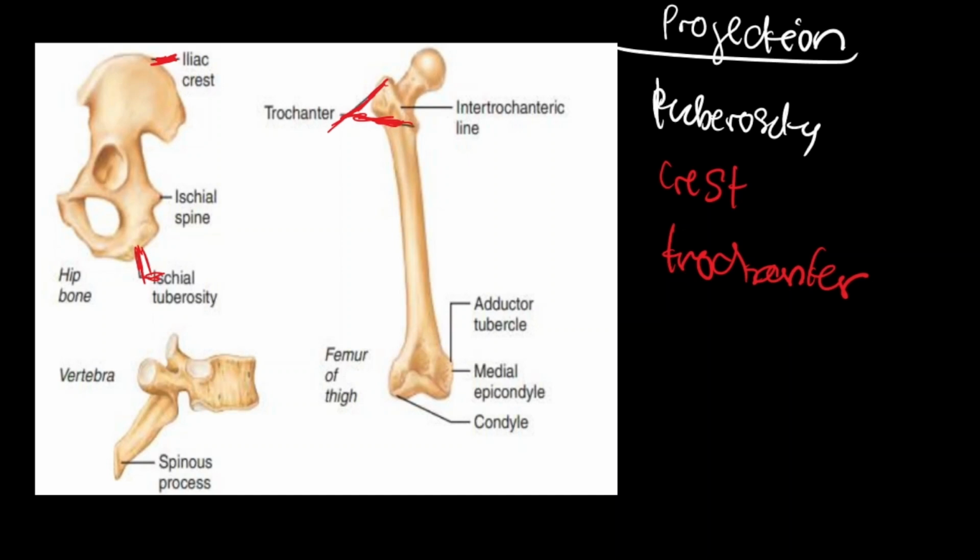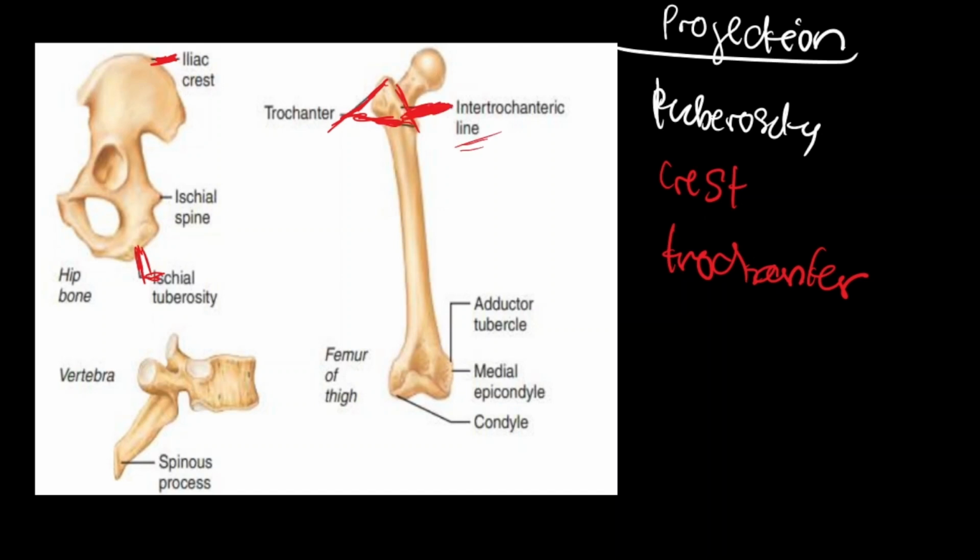And then we have the line. The line is simply a narrow ridge of bone. Of course, when we were defining the crest, we also made mention of the fact that the crest is a narrow ridge of bone. However, the crest is usually more prominent as compared to the line. Here in this picture, we can see the intertrochanteric line.